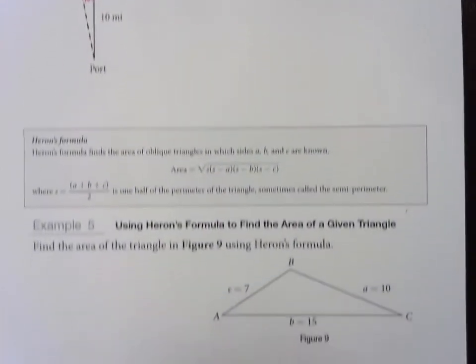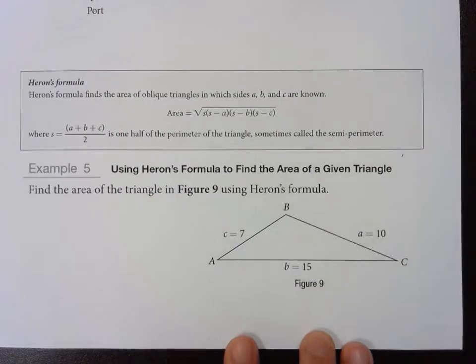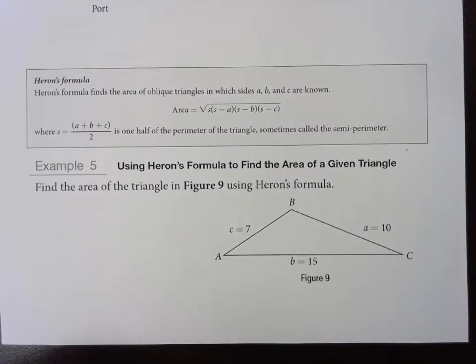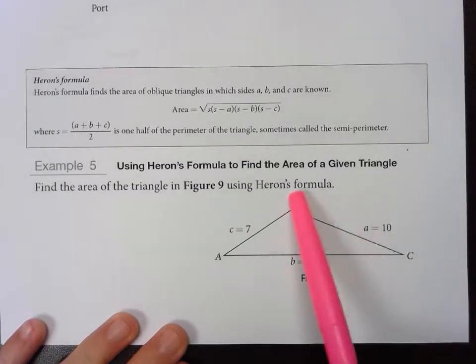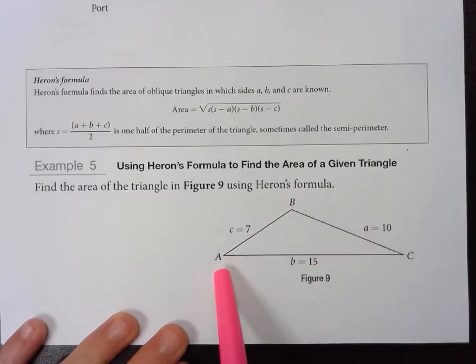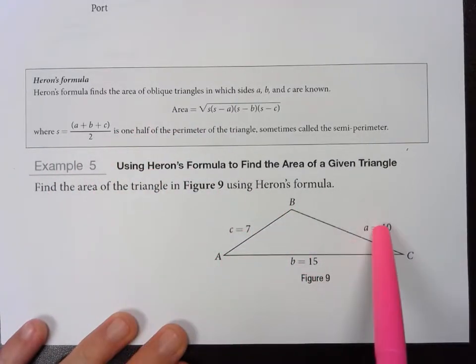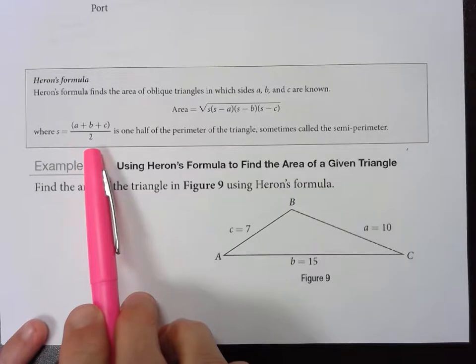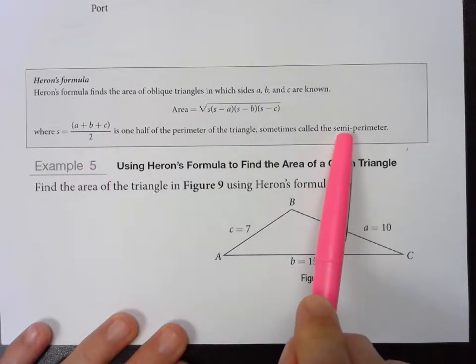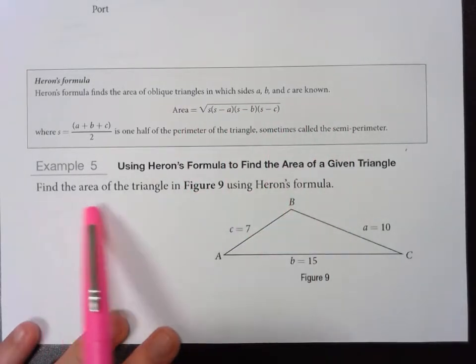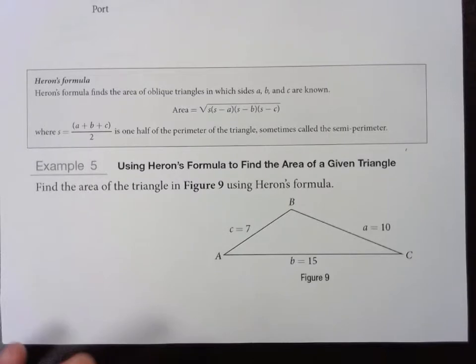Okay, our next formula is called Heron's formula. This is how you can find the area of a triangle when you're given the measure of all three sides. S in this formula is the sum of all the sides divided by 2. So it's half the perimeter of the triangle, also called the semi-perimeter. Okay, so you just really put it into that formula. Find the area of this triangle.